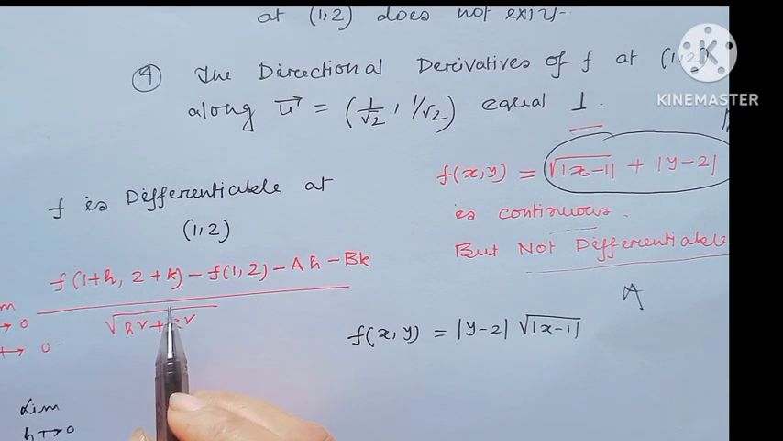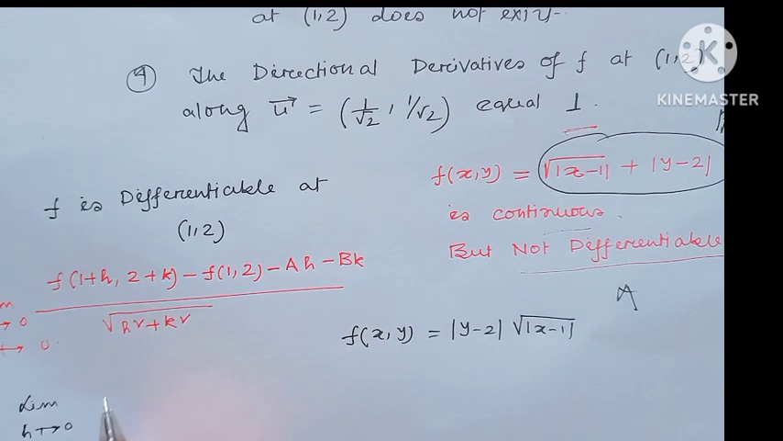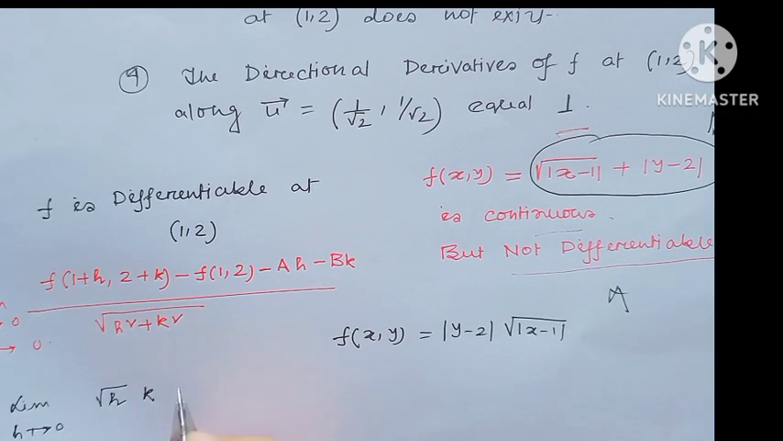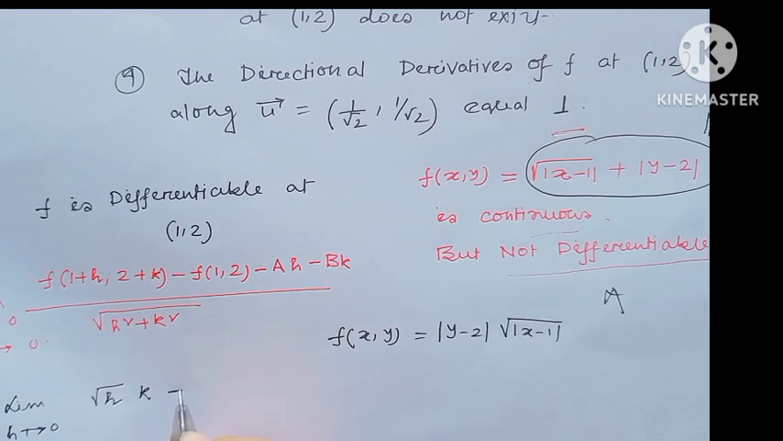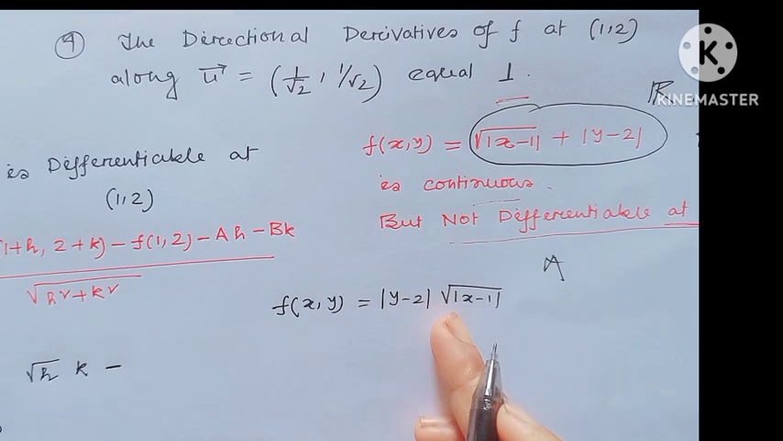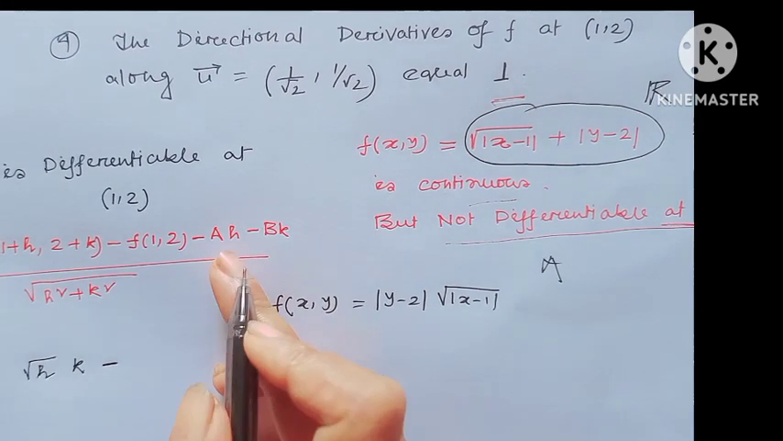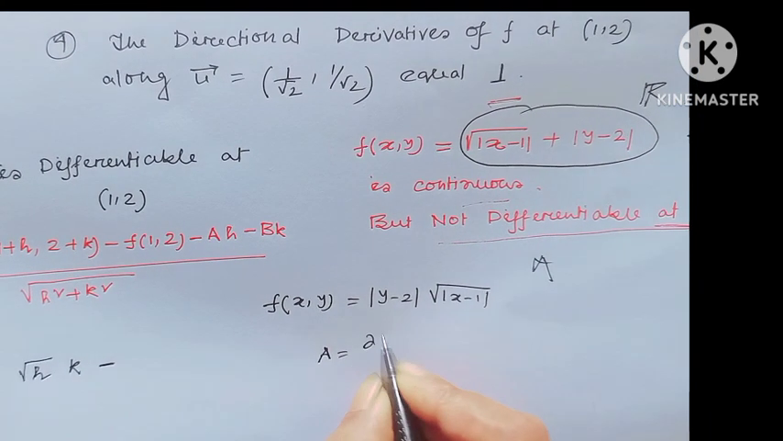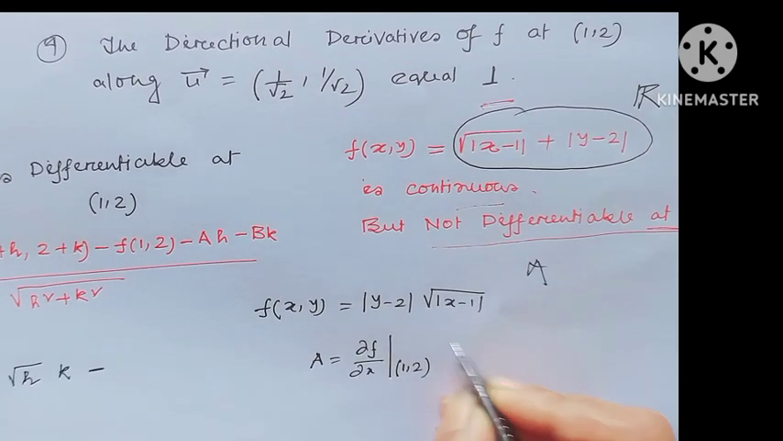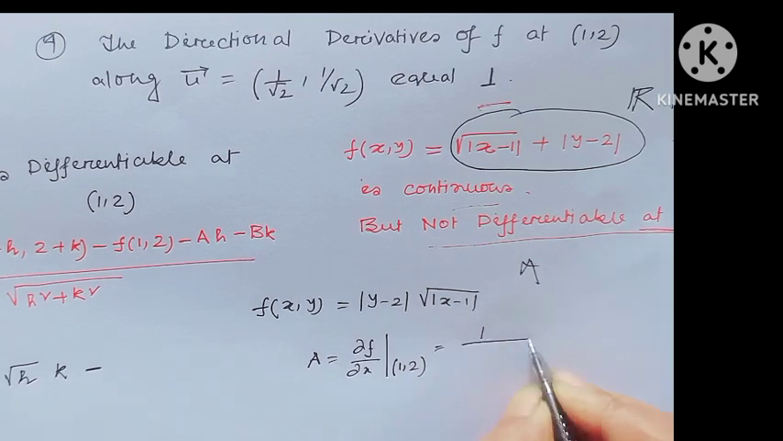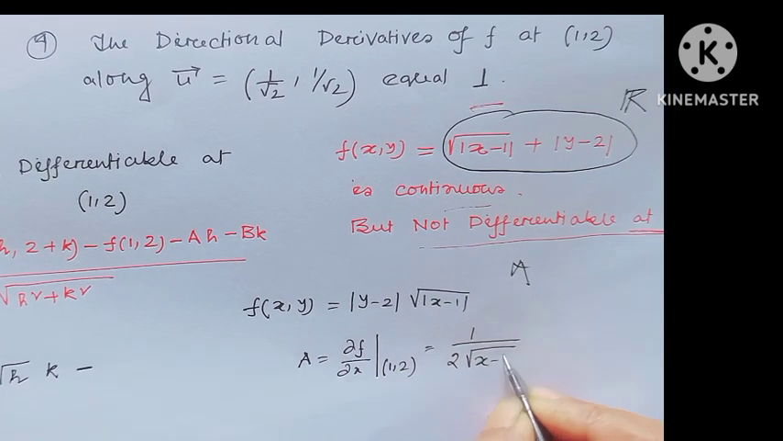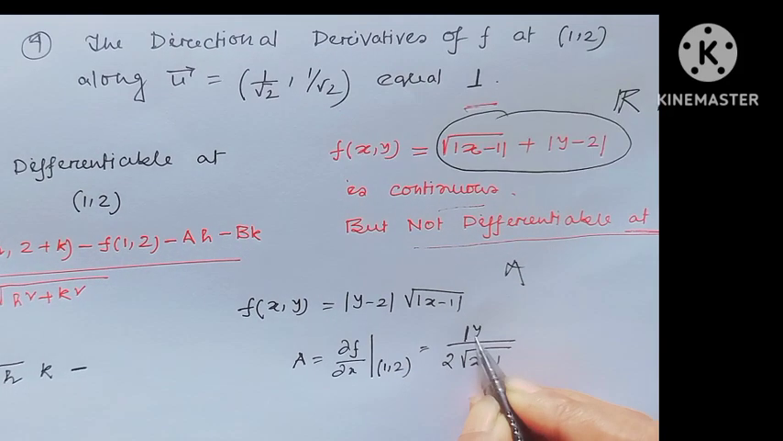f of 1 plus h, 2 plus k means square root of hk, minus f of 1, 2. When f of 1, 2, this value would be 0, and a means del f del x, the partial derivative with respect to x at the point 1, 2. This partial derivative with respect to x would be square root of 1 over 2 x minus 1 y minus 2.